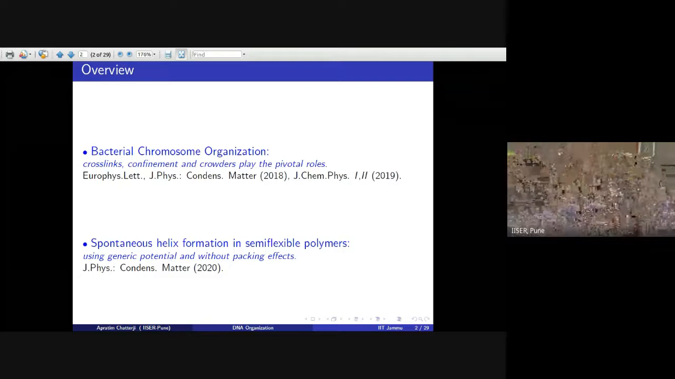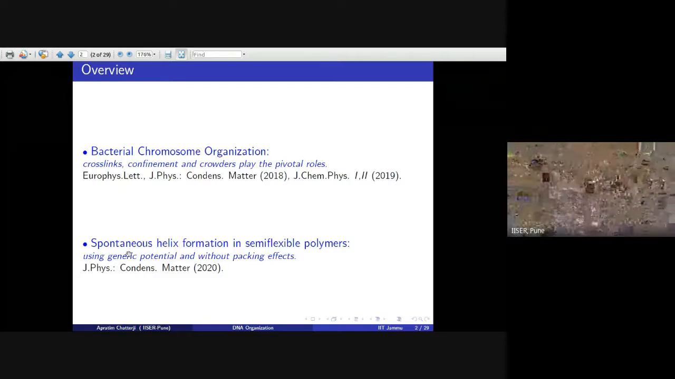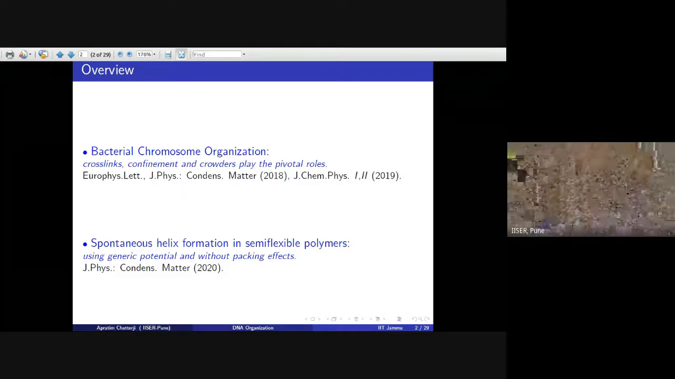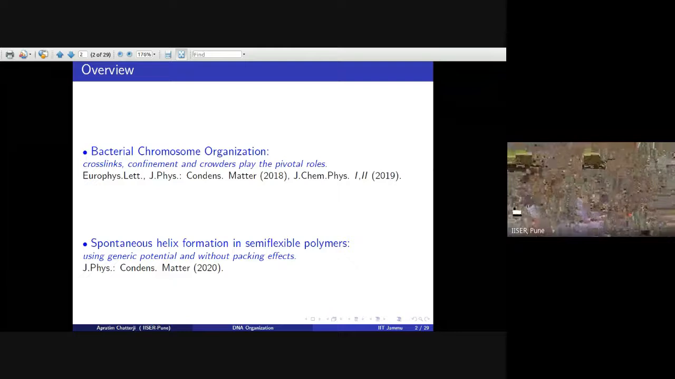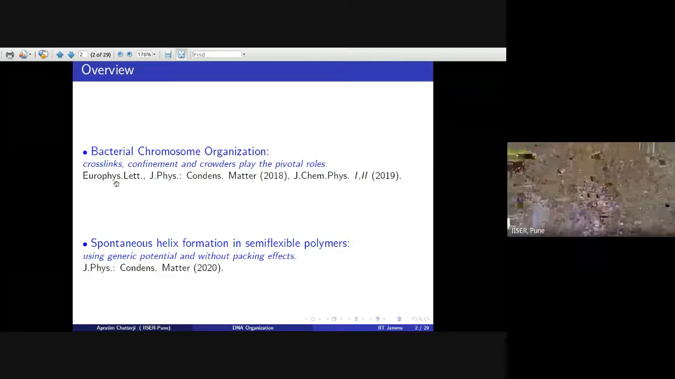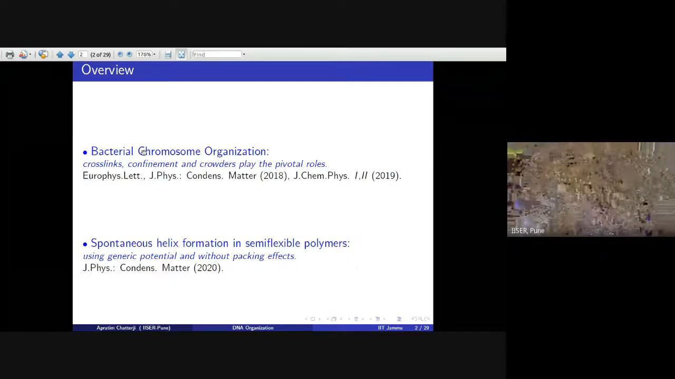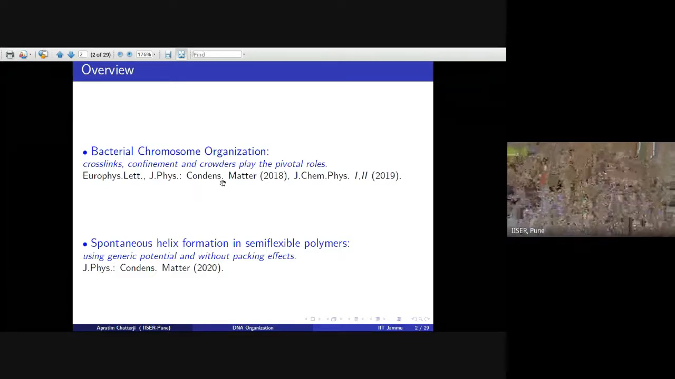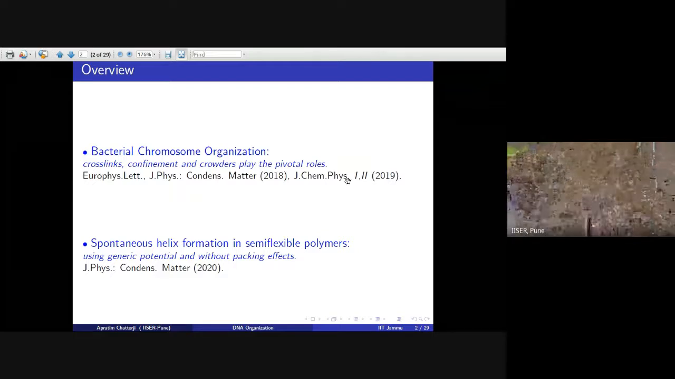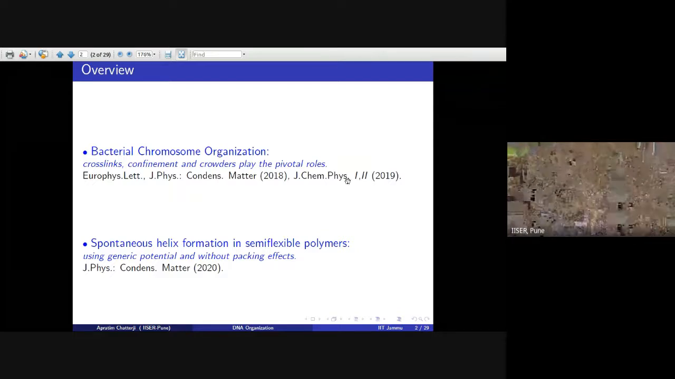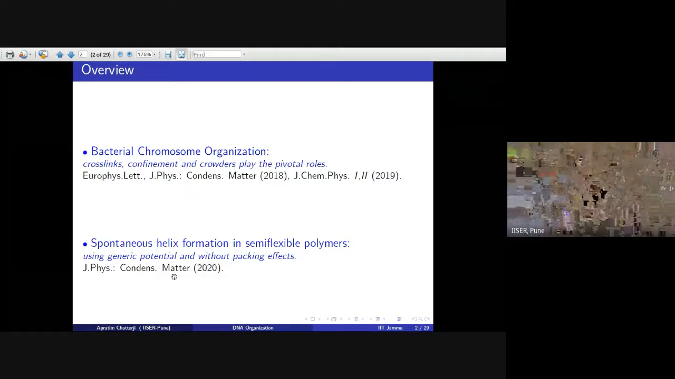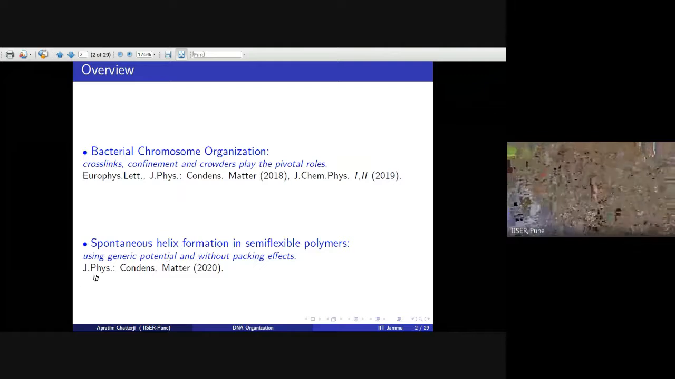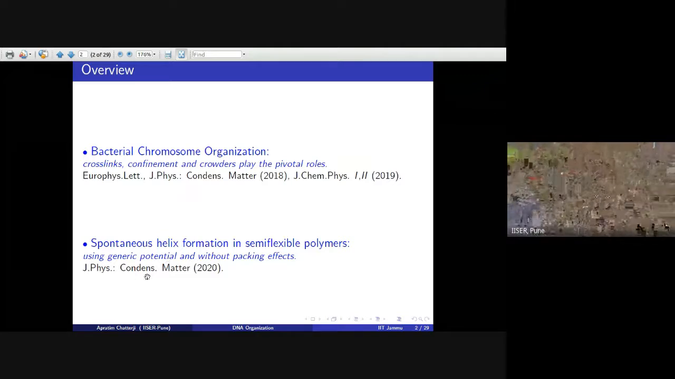Furthermore, in the last part, I'll also be talking about spontaneous helix formation in semi-flexible polymers. Helixes are ubiquitous in nature, and all this work has been published. The bacterial chromosome work has been published in 2018 and 2019 in Europhysics Letters and Journal of Physics Condensed Matter. Also, the part 1 and part 2 back-to-back papers are in Journal of Chemical Physics, and the helix work has been published in Journal of Physics Condensed Matter in 2020.